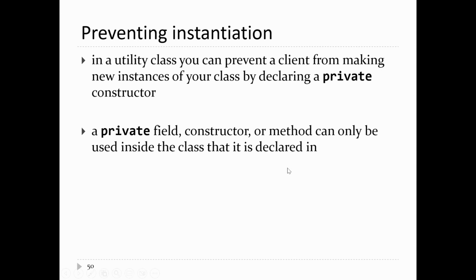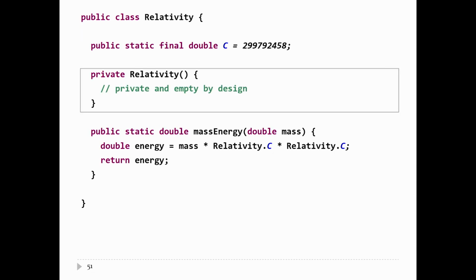Any private field, constructor, method, or any other feature can only be used inside the class where you declare it. So if we add a private constructor to our class that does nothing because there are no fields to initialize, then no one else can make a relativity object. Inside the class, you can. If somewhere inside this class there was some method or a main method, for example, you could make a relativity object. However, you're probably not going to because you made the class and you know that it's a utility class and that the purpose of the class is not to make objects.